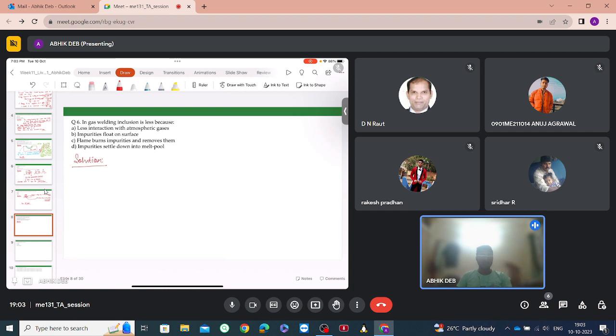But for lighter impurities, inclusions are happening mainly because of the lighter impurities, which will start floating on the surface of the melt pool. That is why the inclusions inside will be less. That is, the inclusions due to these impurities will be lowered, because these impurities will now be on the surface. Okay, so inclusions are less.